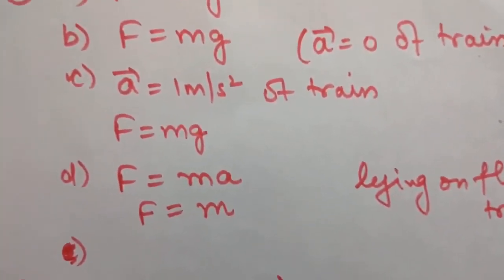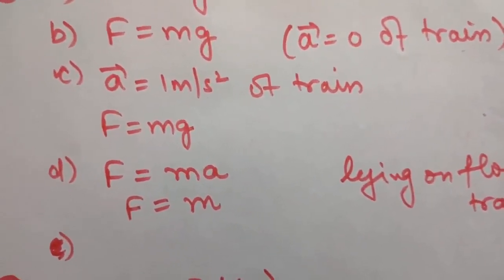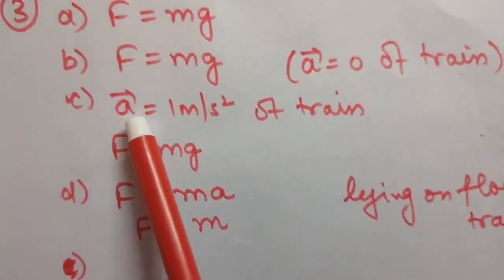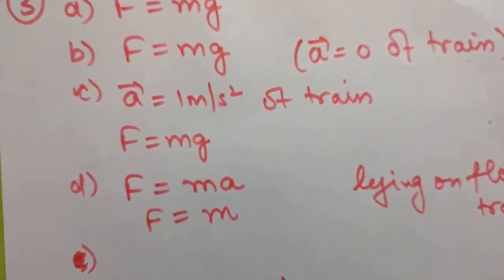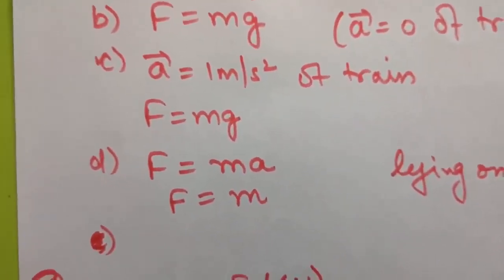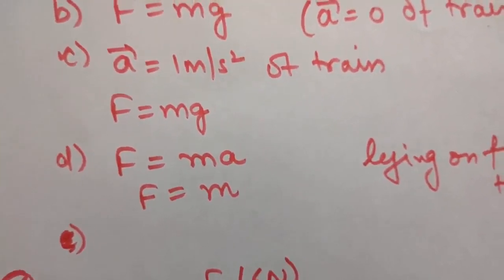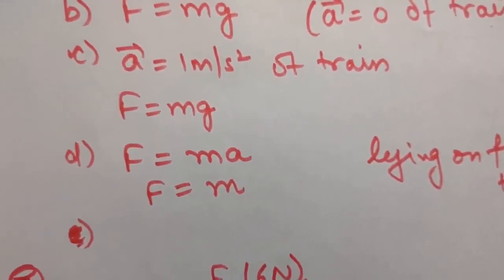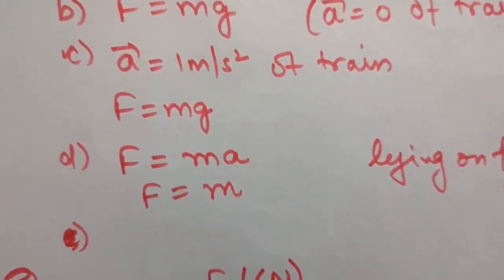C part says just after it is dropped from the window of a train accelerating with 1 meter per second square. See, now this acceleration is for the train. But when you again throw the stone outwards, there will be no effect of the train. Either it is moving, or stationary, or moving with a constant acceleration, because on the stone only acceleration due to gravity will act. So again in this case the force will come to be mg.